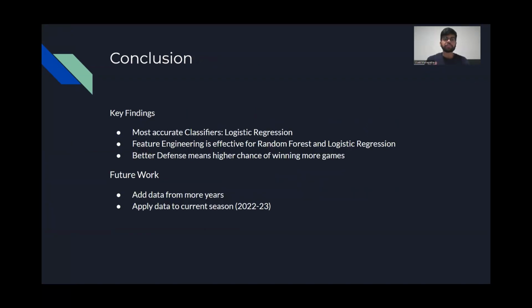So in conclusion, we had three key findings. Number one is the most accurate classifier was logistic regression. Feature engineering is effective for both random forest and logistic regression, and defense wins championships in basketball. In the future, what we want to work on is adding data from more years.